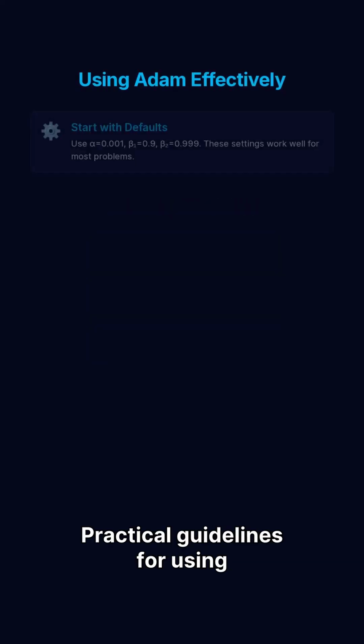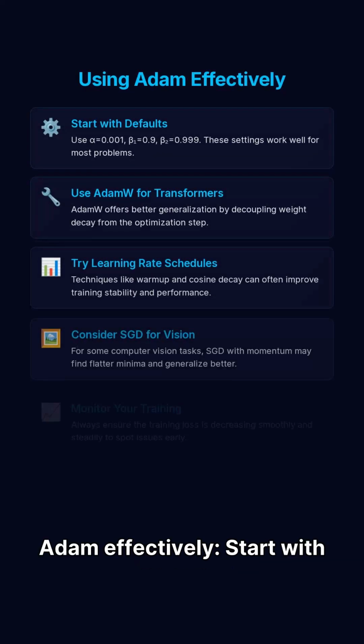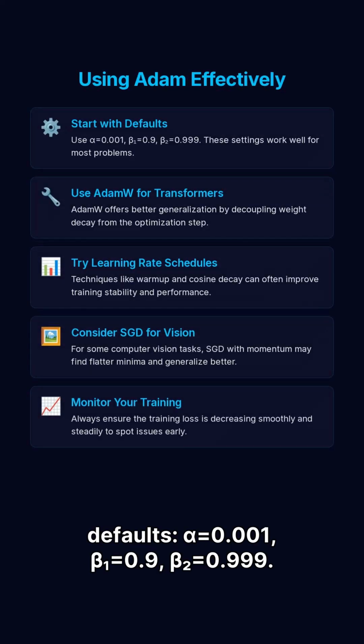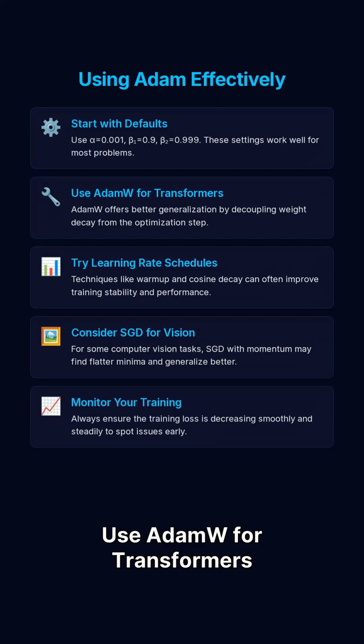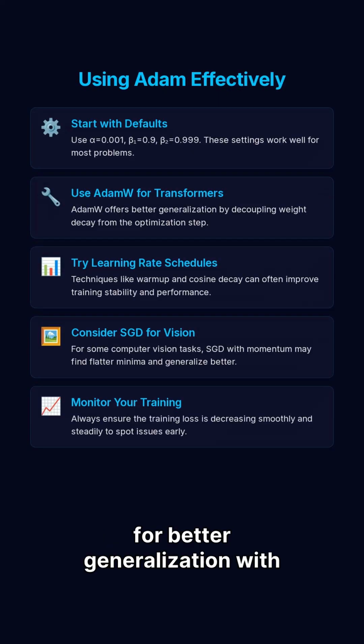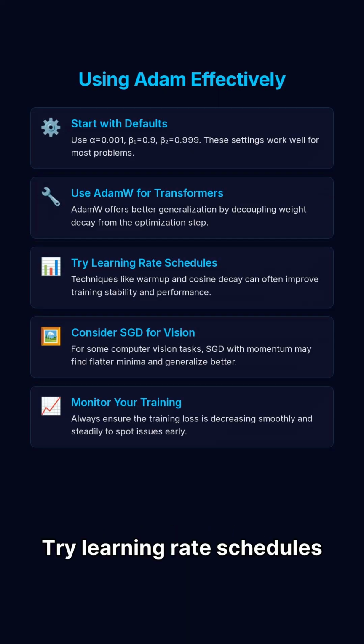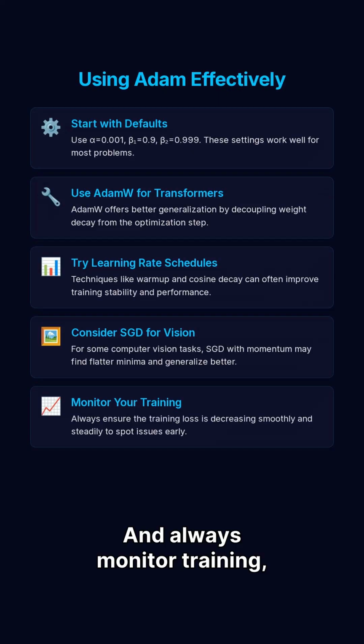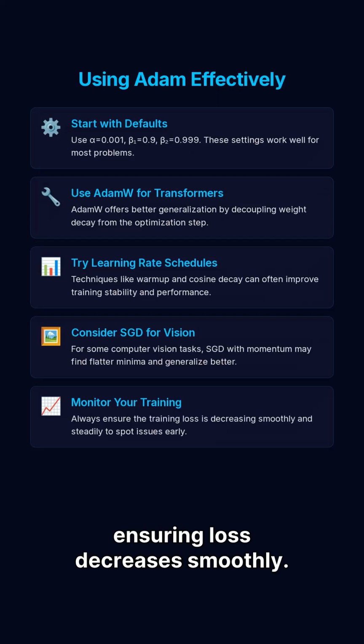Practical guidelines for using Adam effectively. Start with defaults: alpha 0.001, beta1 0.9, beta2 0.999. Use AdamW for transformers for better generalization with weight decay. Try learning rate schedules like warm-up or cosine decay, as they often help. Consider SGD for vision, as it may generalize better for CNNs. And always monitor training, ensuring loss decreases smoothly.